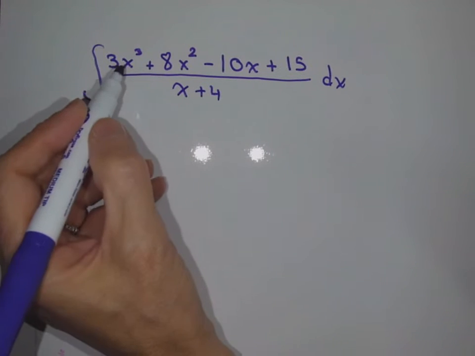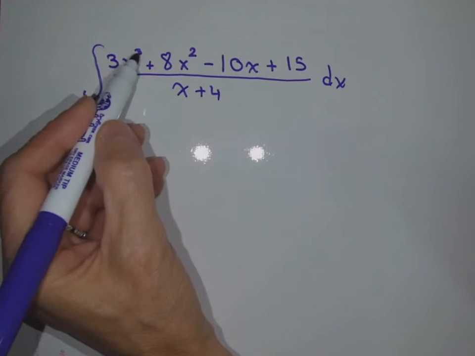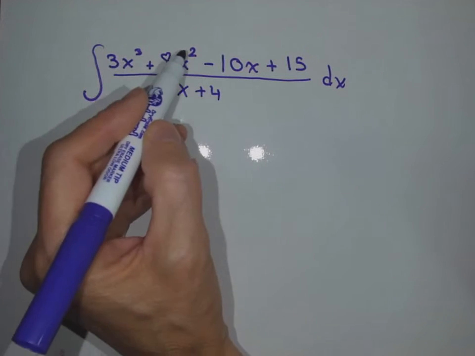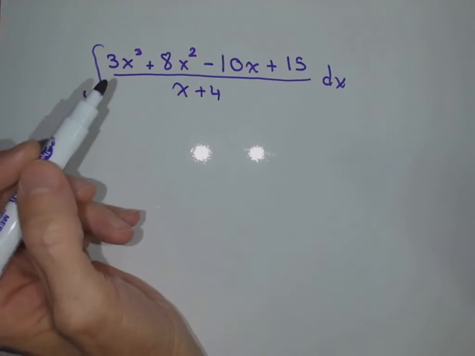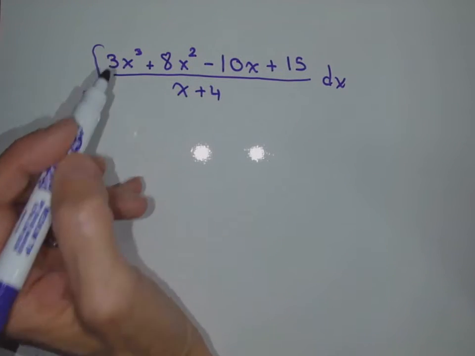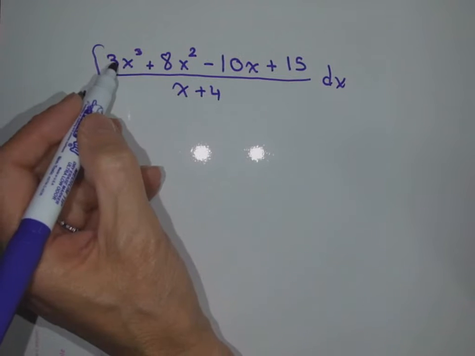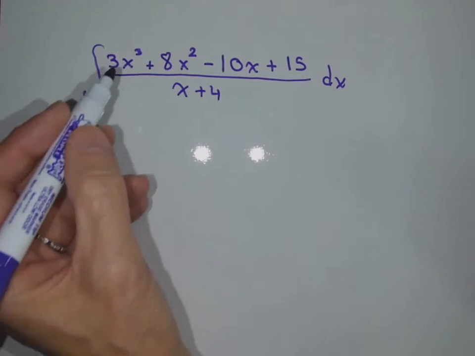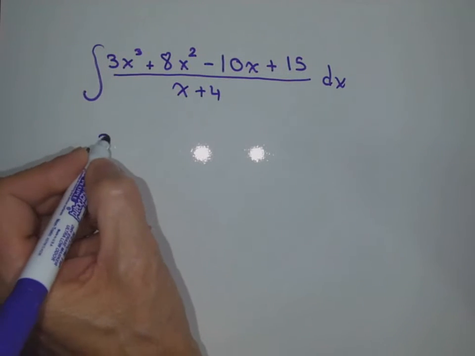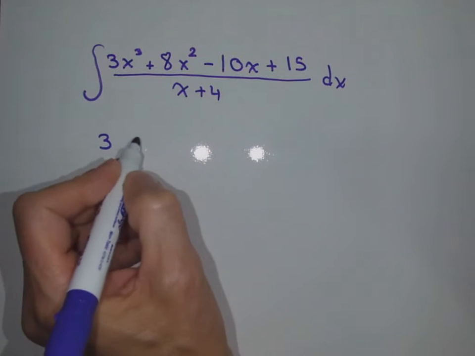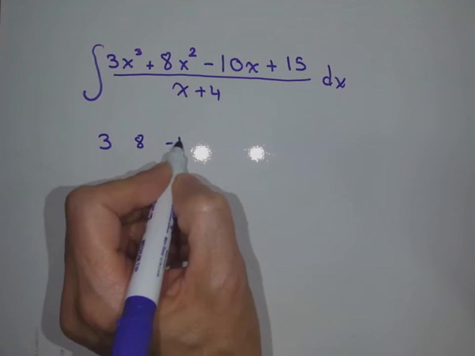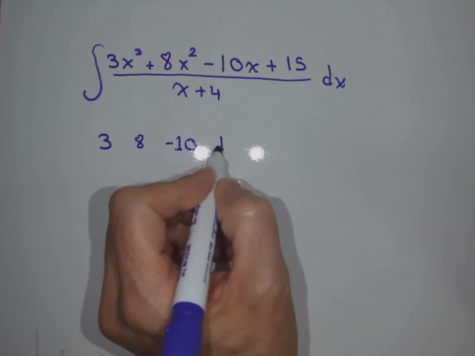So to use synthetic division, first we need to make sure we have all the terms. So we have a cubic, a quadratic, a linear, and a constant. So we're good to go. And then we're going to extract kind of the coefficients and the constant. So we're forgetting about the variables. We just take the coefficients. So I need a 3, an 8, a negative 10, and a 15.